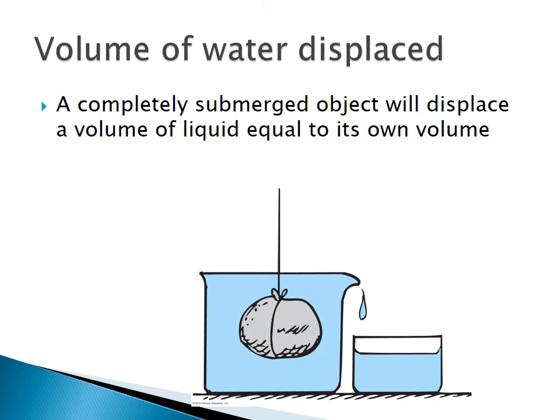Have you ever noticed when you fill a bathtub with water and then you step into it, the water level rises? Or when you step out, the water level actually drops? It turns out that there's a relationship between the amount the water moves, the volume of water displaced, that is, and the object that you place in the water. A completely submerged object will displace a volume of liquid equal to its own volume. So if you place a rock in the water, it displaces the same volume of water.